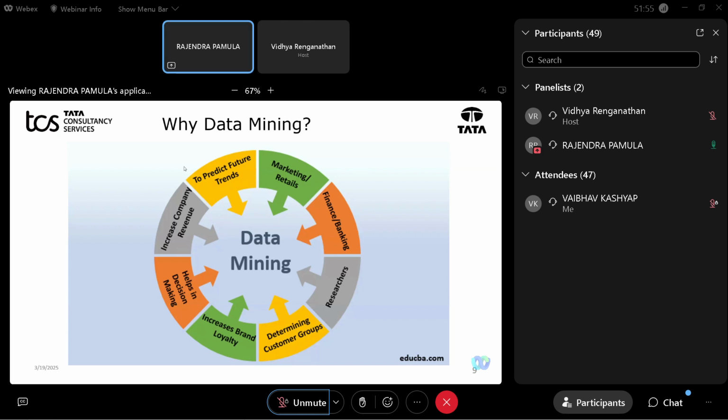So data mining can help you in any of these ways, not only limited to these. Specifically, we can understand that these are not the only areas wherein we can find the use of data mining. Not only this, there are many more.